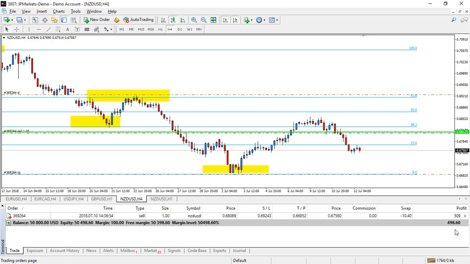So what I'm going to be doing today is looking at how to split a trade. Now, we have done this before, but we're going to run over it again with the current trade that's running, and I'm going to talk you through the whole process.